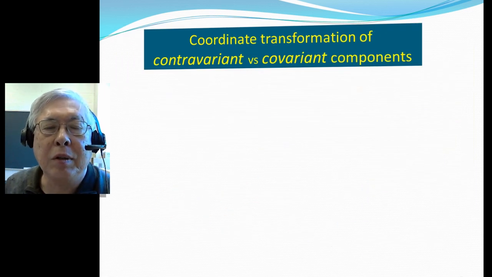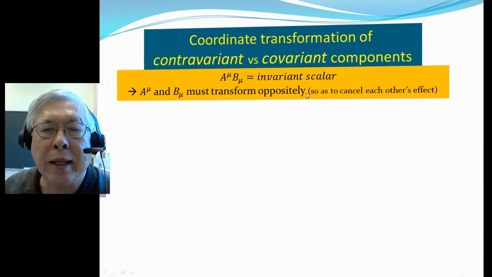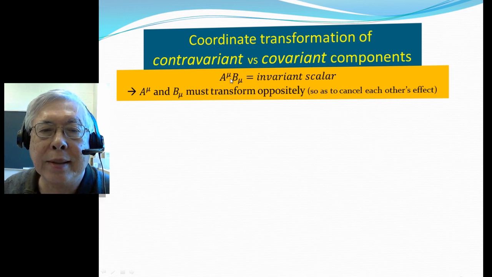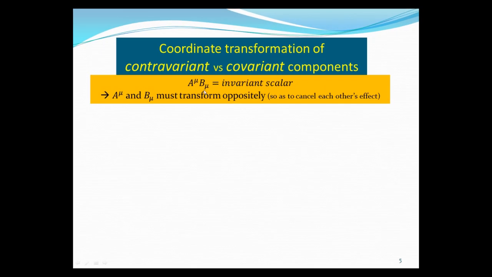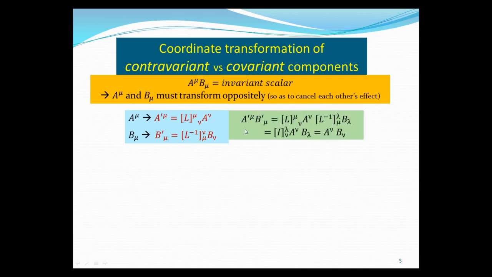So we mentioned that the contravariant and covariant components transform oppositely. Another way to look at it is that the scalar product is an invariant scalar. Therefore, the contravariant and covariant components must transform in a way that cancels each other's effects. So if the contravariant components are transformed by a Lorentz transformation L, then the covariant components would transform with the inverse Lorentz transformation, because then their scalar product will be unchanged.